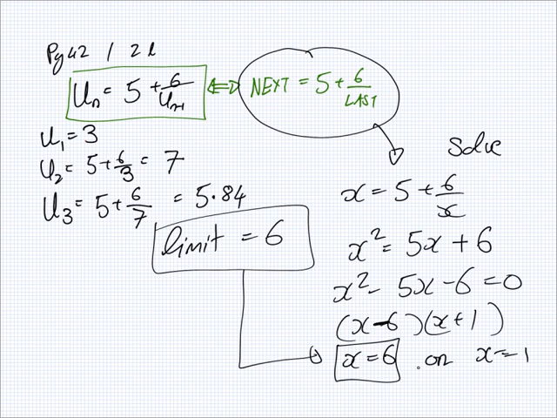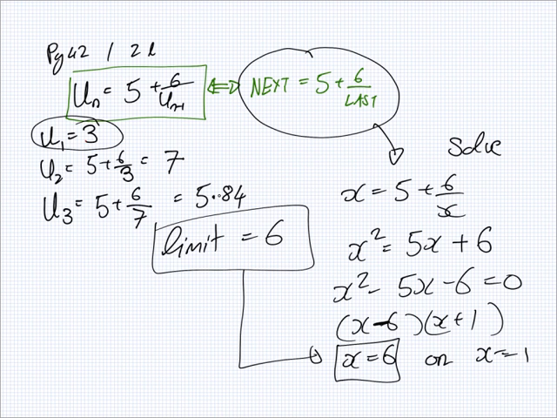Is it possible that the limit is negative? It's possible, yep. It depends on where the first term was. If I started at minus 3, it might move to minus 1 instead. That is why I calculated a few of the terms, because I wanted to get a picture in my mind. Is this more likely to be moving to 6 or to minus 1? Well, it's more likely to be moving to 6.